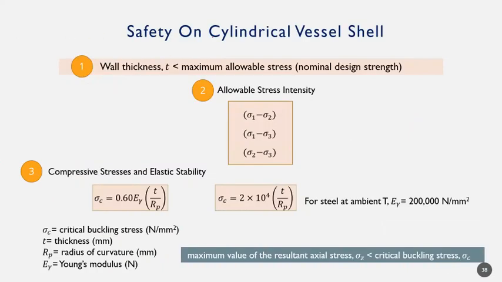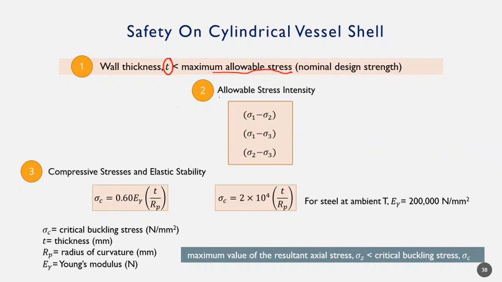Okay, to check the safety of the cylindrical vessel shell, we may refer to this step. First, we can perform the safety or design check on the pressure vessel based on the wall thickness, where the stress should be less than the maximum allowable stress. That means the design is safe and the pressure vessel is safe to proceed.